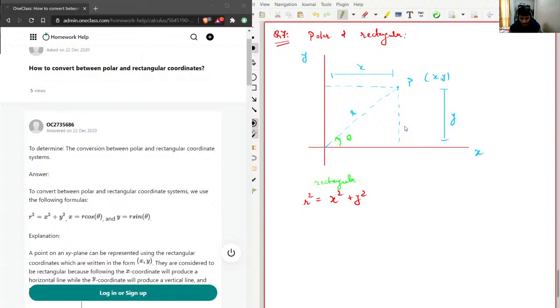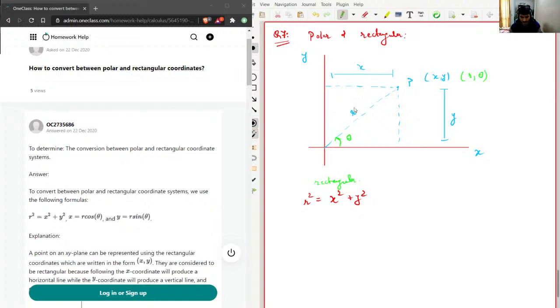And for the polar coordinate system, we take the length of this line which joins the point from the origin, and we take the angle between that line and the positive x-axis. So in polar coordinates, we represent this as r comma theta.